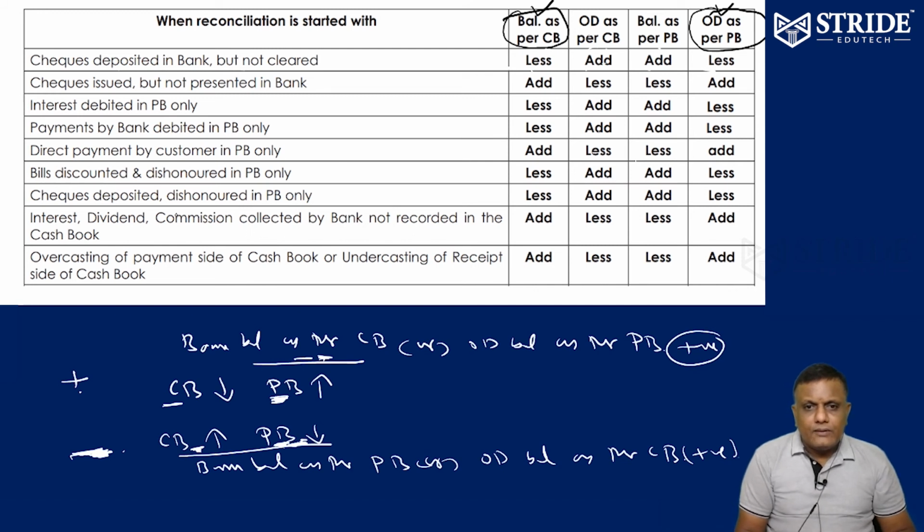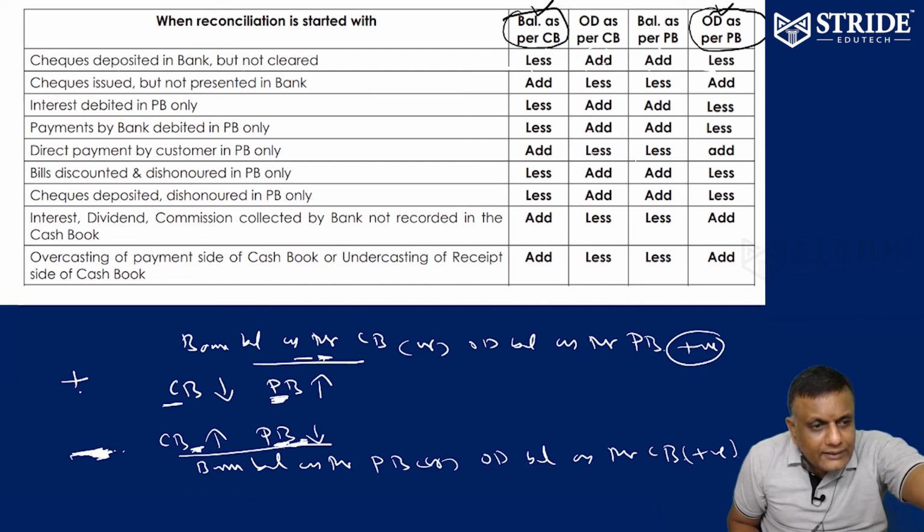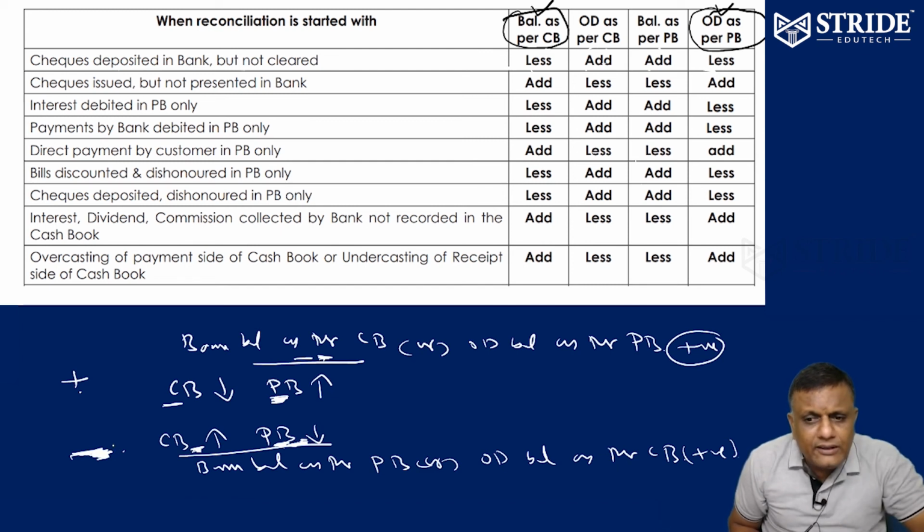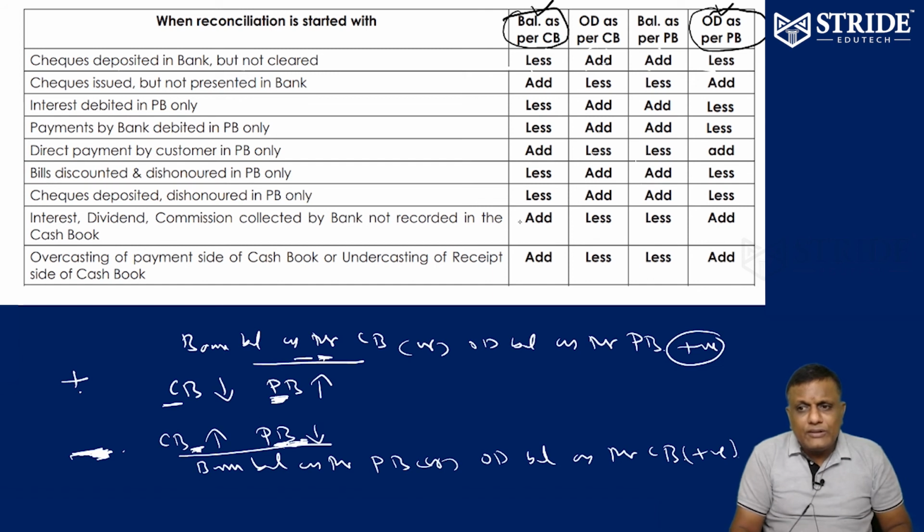Let's see. Cheque deposited, dishonored in passbook only. So once the cheque deposit is dishonored in the passbook, the cheque was received, so automatically the cash book shows higher balance. But the amount was not credited in the bank account. Your passbook shows lower balance. Therefore, those items are to be subtracted. Cheque received, cash book shows higher balance. Cheque deposited, dishonored in the bank. Your bank is not collecting the money. Your passbook shows lower balance. Therefore, you have to subtract. Reverse case, you have to add.